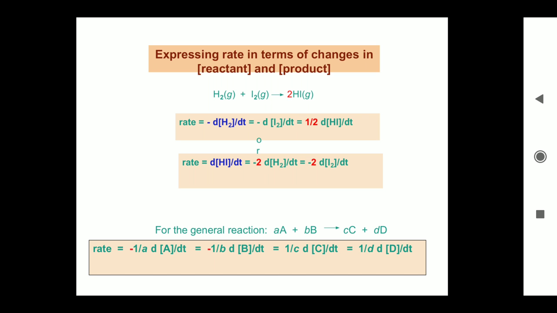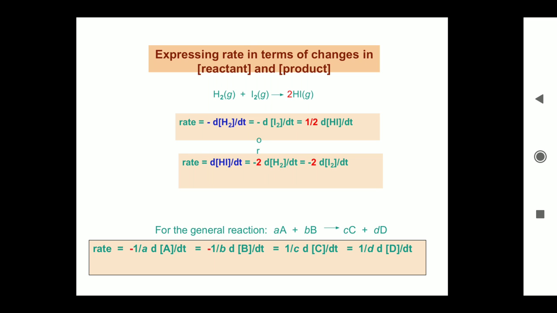Now consider the reaction: hydrogen plus iodine gives 2 times HI. It is a homogeneous reaction because all are present in the gaseous phase. If we want to express the rate in terms of changes in the concentration of reactants, hydrogen and iodine, and changes in the concentration of the product, HI. Note down here the product has the coefficient 2. So this 2 goes to the denominator in the rate expression. Second point, for the reacting species the negative sign comes, whereas the positive sign comes for the product species.